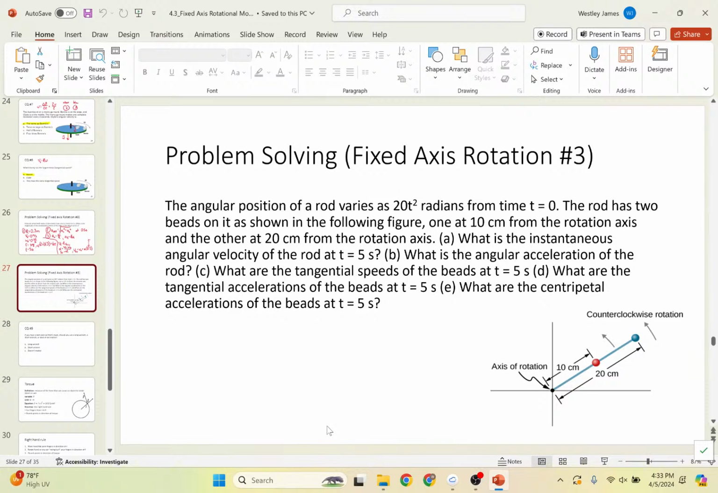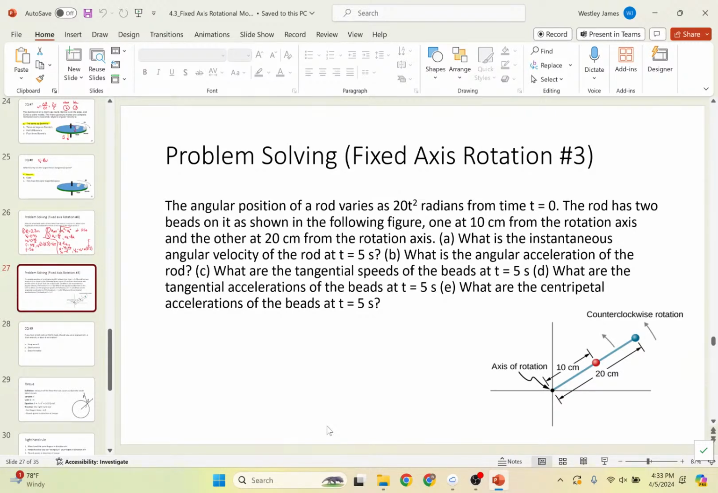So this is one we didn't start. The angular position of a rod varies as 20t squared radians from time equals 0. The rod has 2 beads on it as shown in the figure. One at 10 centimeters from the rotation point, the other at 20 centimeters from the rotational axis. What is the instantaneous angular velocity of the rod at t equals 5 seconds? What is the angular acceleration of the rod at that same time? What is the tangential speed at t equals 5? What is the tangential acceleration? All the things. This problem is actually easier than the last one, more straightforward, so that's nice.